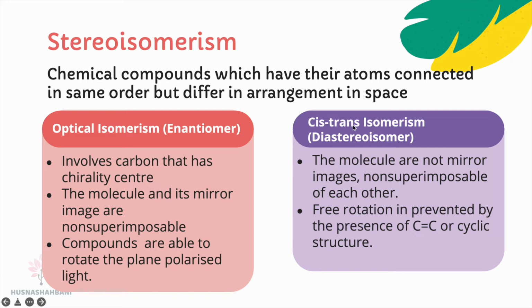Let's look at the second type of stereoisomerism, cis-trans isomerism. The molecules are not mirror images, so this is different from the previous type. They are non-superimposable on each other. Free rotation is prevented by the presence of a C double bond C or a cyclic structure.